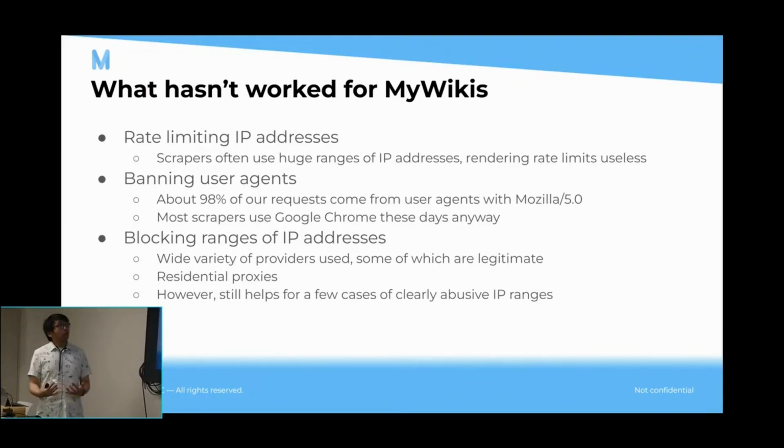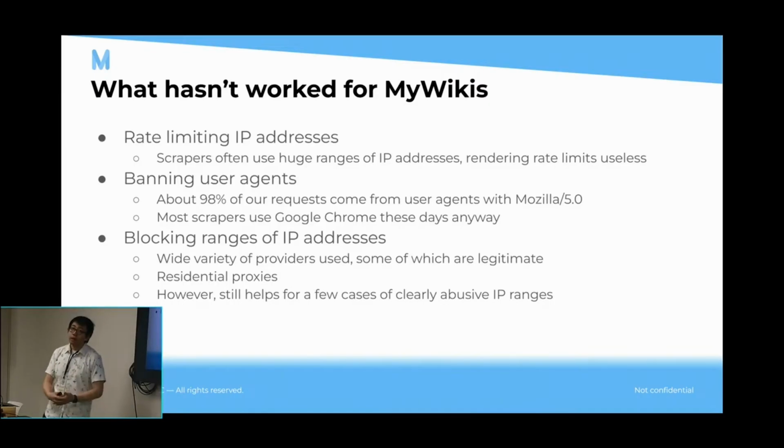What has not worked for us beyond crawler protection includes rate limiting IP addresses. So if you install fail2ban, it might help with a few IP addresses, but scrapers now often use these huge ranges of residential proxies and whatnot, so rate limits have become effectively useless. Banning user agents doesn't always work. It might work for a few things, but about 98% of our requests come from user agents with Mozilla 5.0. So most scrapers usually use Google Chrome these days anyway.